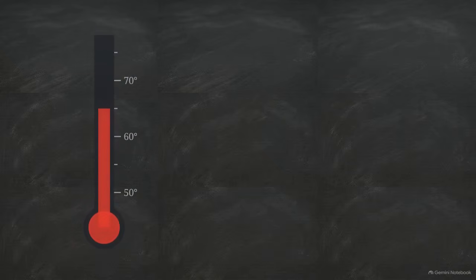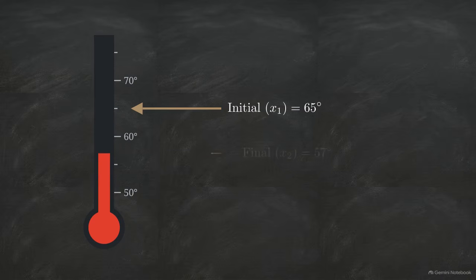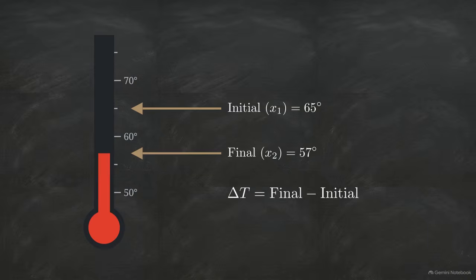This animated thermometer shows exactly how that calculation works. If the morning temperature is 65 degrees and at night it drops to 57, you calculate the change by taking that final temperature of 57 minus the starting 65. The result is a delta of -8.